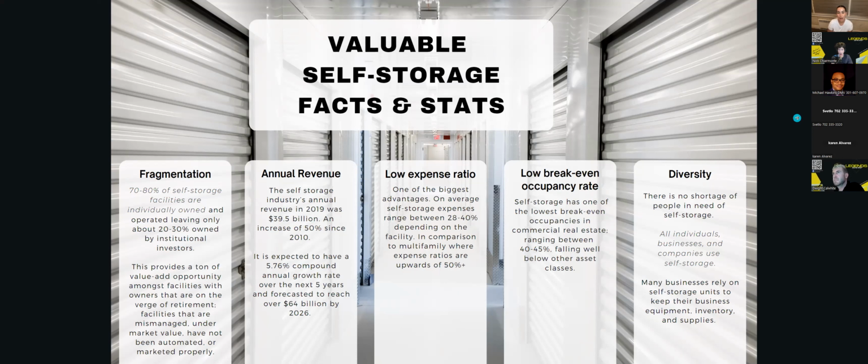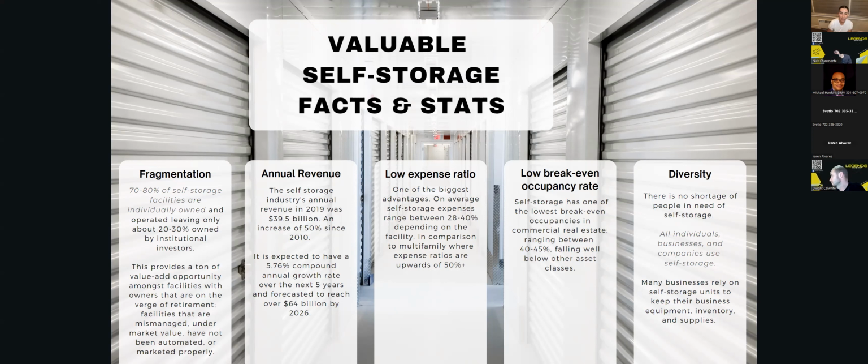And then you move on to low expense ratio, which is pretty significant. It's actually one of the biggest advantages of self-storage. On average, self-storage expenses range between 28 to 40%, depending on the facility, of course. But if you compare that to multifamily, where your expense ratios are upwards of 50% plus, depending on your asset. So lower operational expenses obviously means higher returns on investment, which we always like, of course. And I think someone said in the chat, if it cash flows, it's sexy. So I like that too.